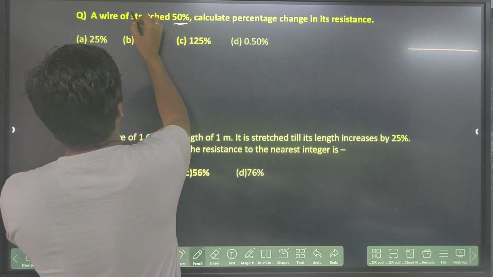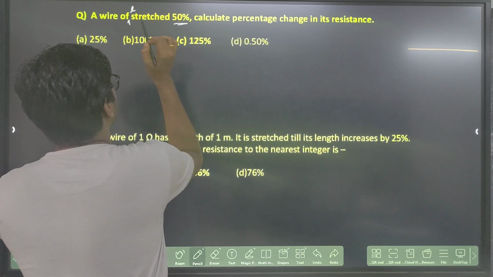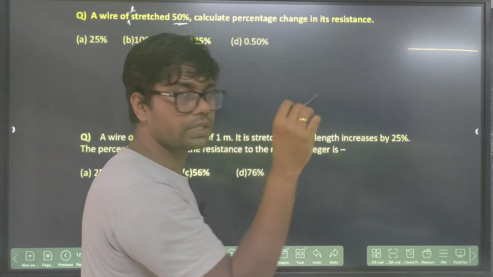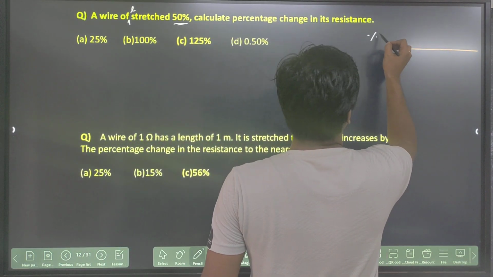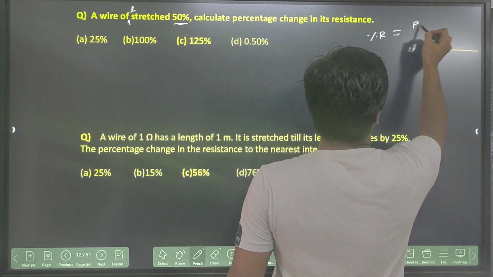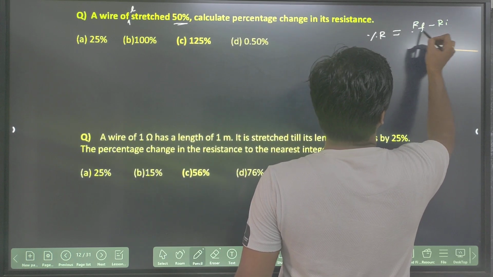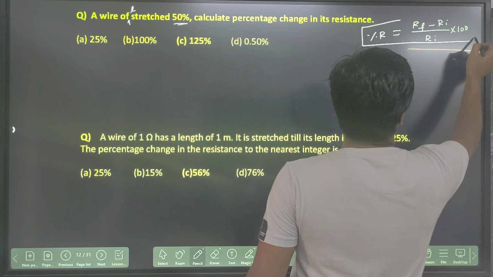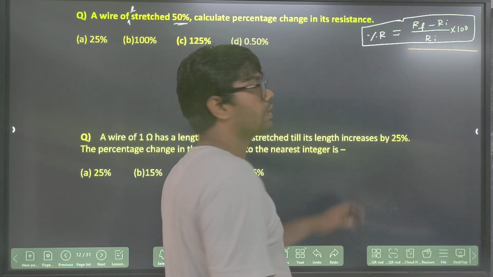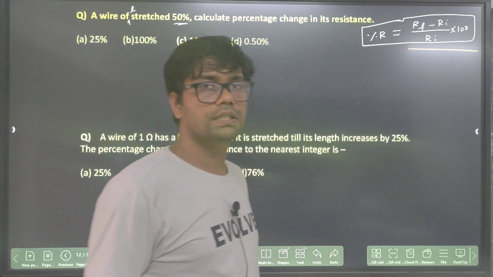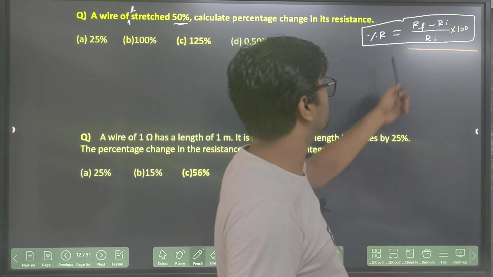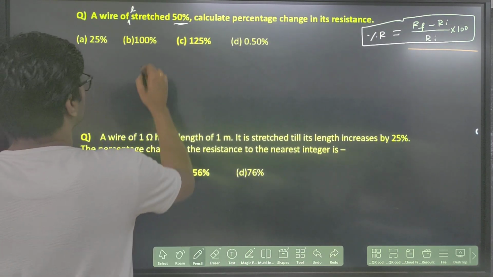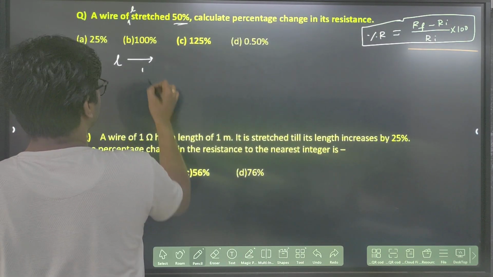50%, a wire of length L. So let's take length L, stretched 50%, right? Calculate the percentage change in resistance. So percentage change in resistance formula you know, right? Percentage change in resistance is R final minus R initial divided by R initial into 100, like percentage change. But we also used this formula previously for other cases, not for resistance cases. Percentage change in velocity or all these things, we have calculated with this type of formula, right?